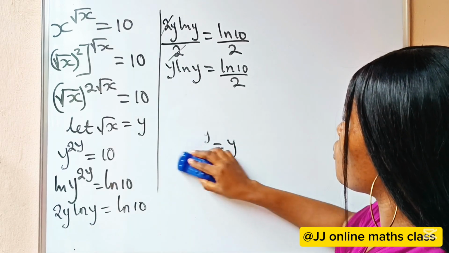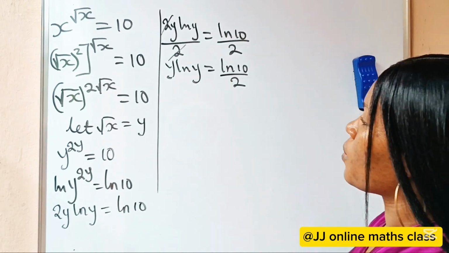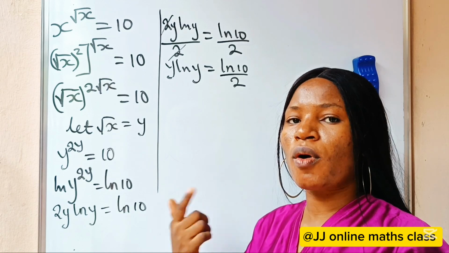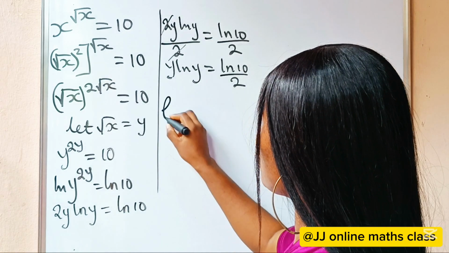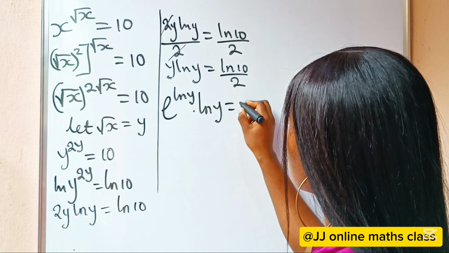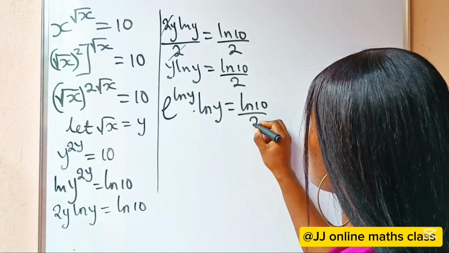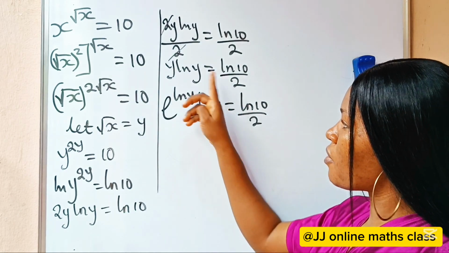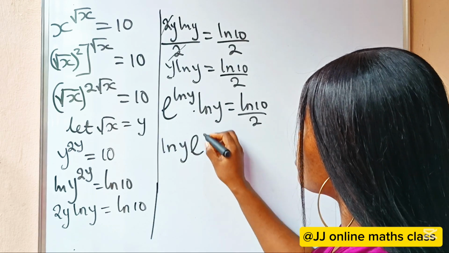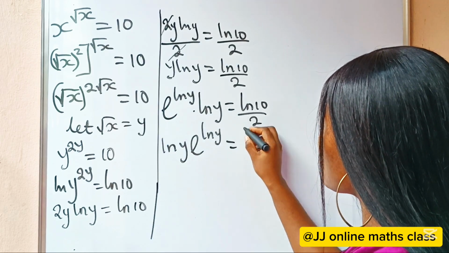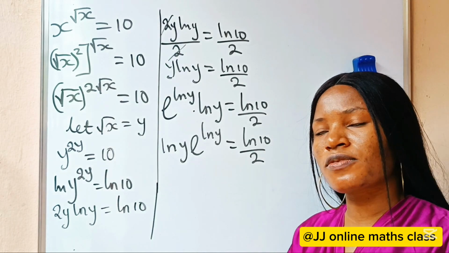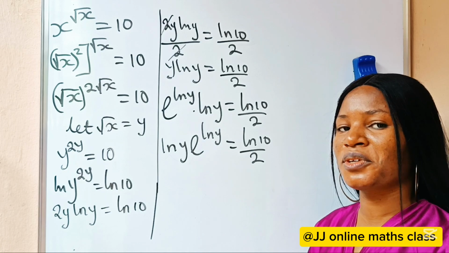So if we introduce that here, instead of writing y, we are going to write e to the power of ln y. So we have e to the power of ln y multiplied by ln y is equal to ln 10 divided by 2. So we can now rewrite this as ln y times e to the power of ln y is equal to ln 10 divided by 2. Now let me introduce this function. It is the Lambert W function.